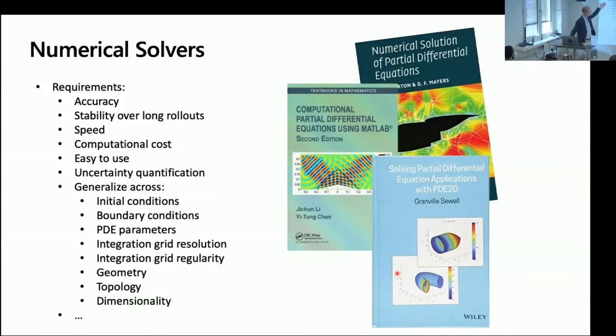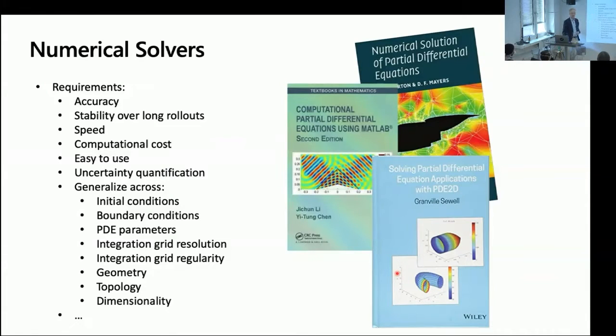Now, there's a huge list of things that these PDE solvers need to be able to do. They need to be accurate. They need to be stable over long rollouts. They need to be fast. Speed is important if, let's say, you want to control a plasma. You want very fast prediction, because otherwise you don't have time to control the plasma with, let's say, a magnetic field.